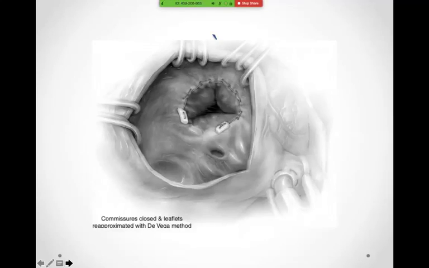Right. So this is the end result of a DeVega's method of tricuspid annuloplasty. Next slide, please.